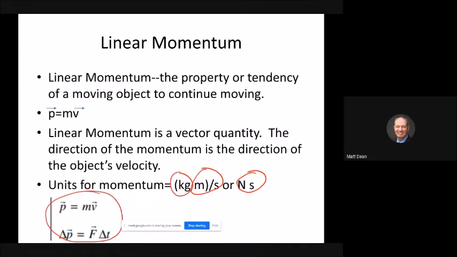These are the equations you're going to see on the AP Physics formula sheet for momentum. We'll talk about both of those equations here momentarily.